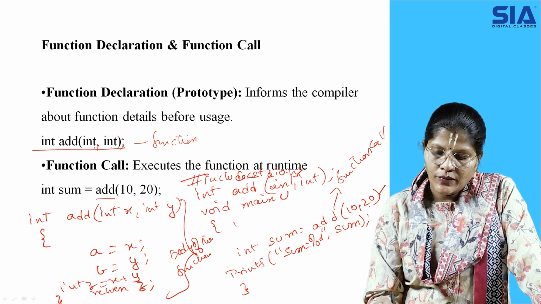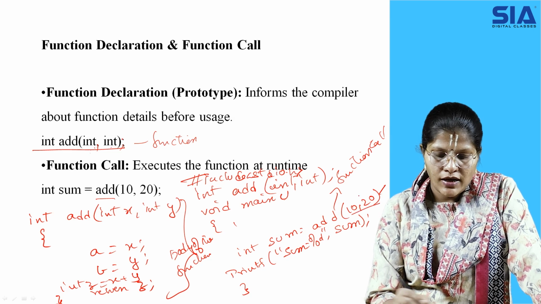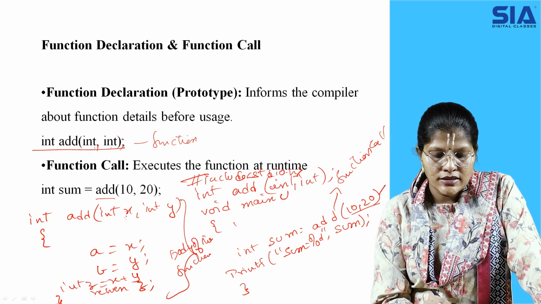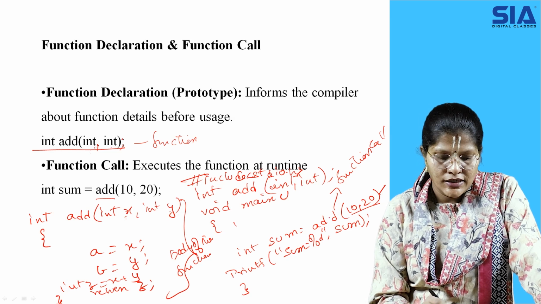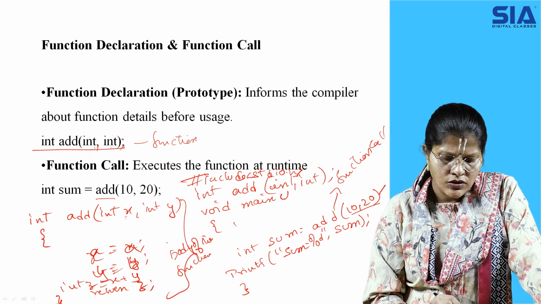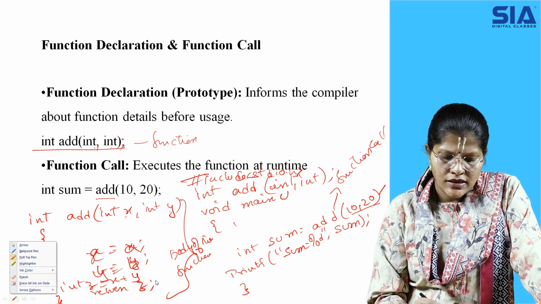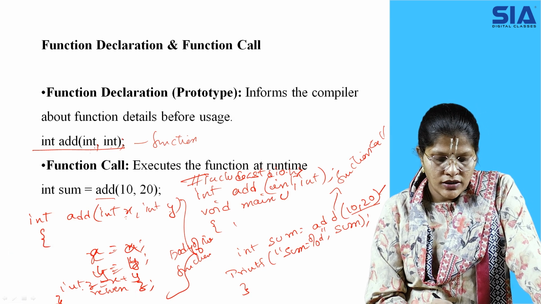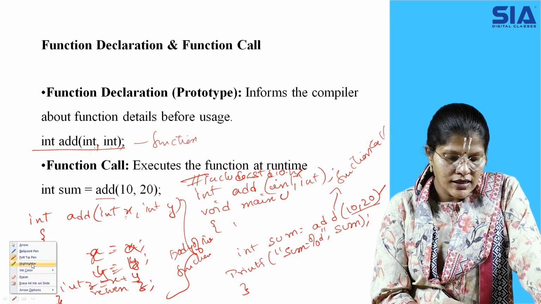So 10 and 20 are the actual values which are being passed to the formal parameters, that is x and y are replaced with 10 and 20. So I can say here it is x, and you can say it as a and you can say it as b. Now here you are directly assigning the value and returning z.